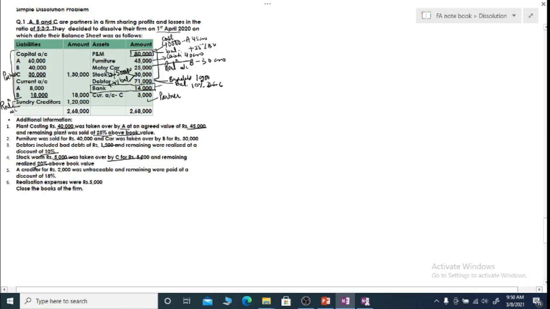Then you have creditors of 2,000 untraceable. Out of this, 2,000 is something you do not have any knowledge of, you cannot trace them, so obviously you cannot pay them, and the remaining are paid at a discount of 15%. So for the balance, that will be 1,18,000, you will pay them at 15% discount. Expenses of realization are 5,000. So this is all the information. We can analyze this information and see what exactly we are getting. Somewhere we are getting cash, somewhere the partners are taking over the assets and liabilities. So let us proceed with the realization account first.